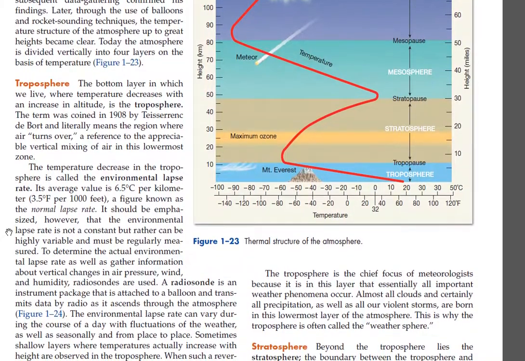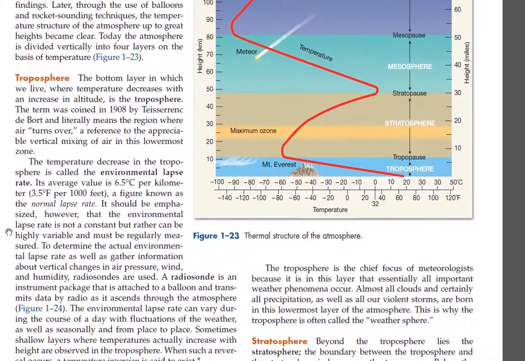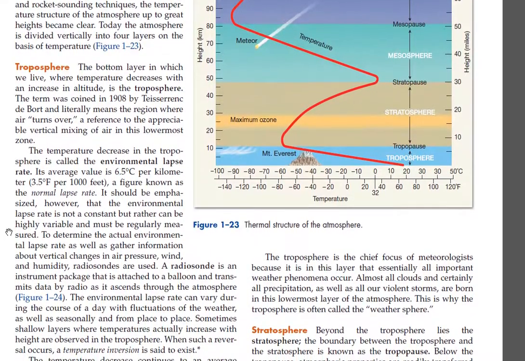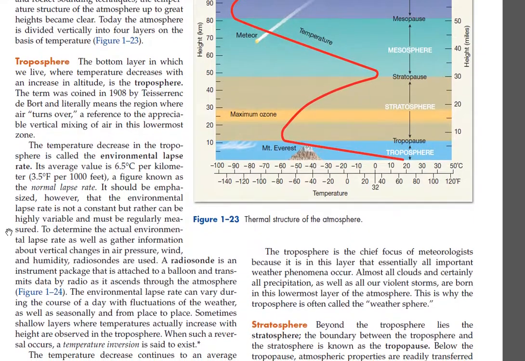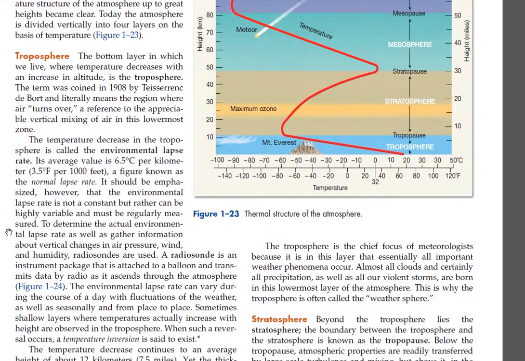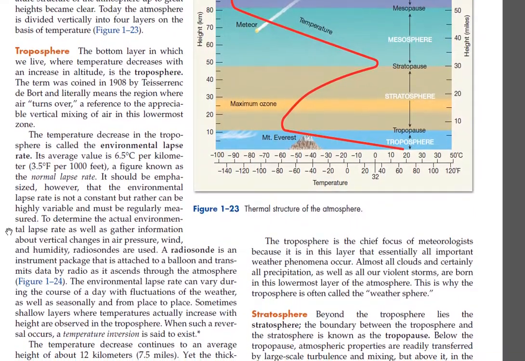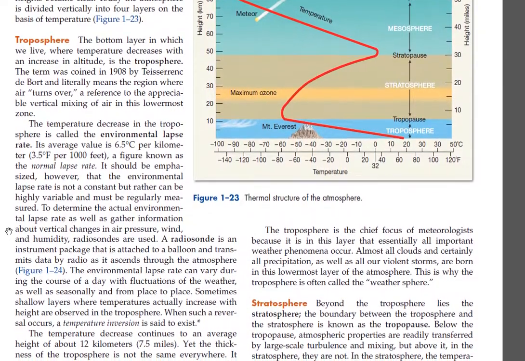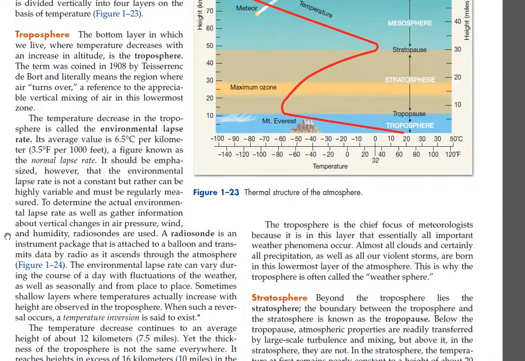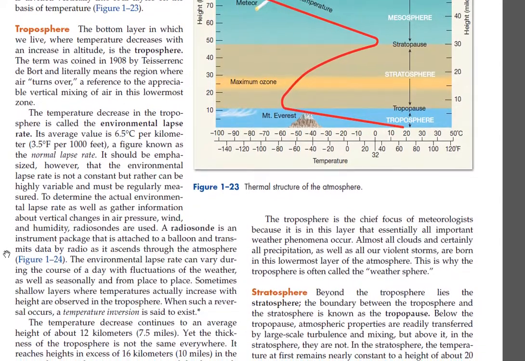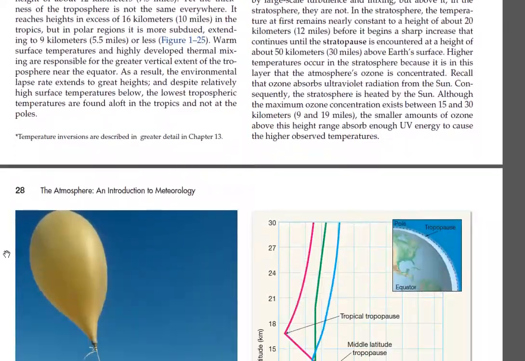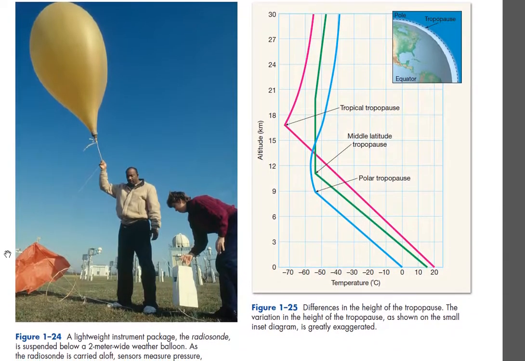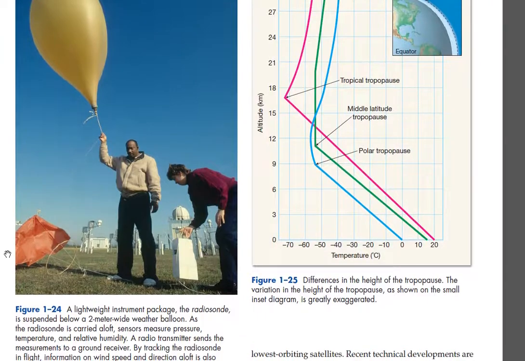To determine the actual environmental lapse rate as well as gather information about vertical changes in air pressure, wind, and humidity, radiosondes are used. A radiosonde is an instrument package that is attached to a balloon and transmits data by radio as it ascends through the atmosphere, figure 124. The environmental lapse rate can vary during the course of a day with fluctuations of the weather, as well as seasonally and from place to place.